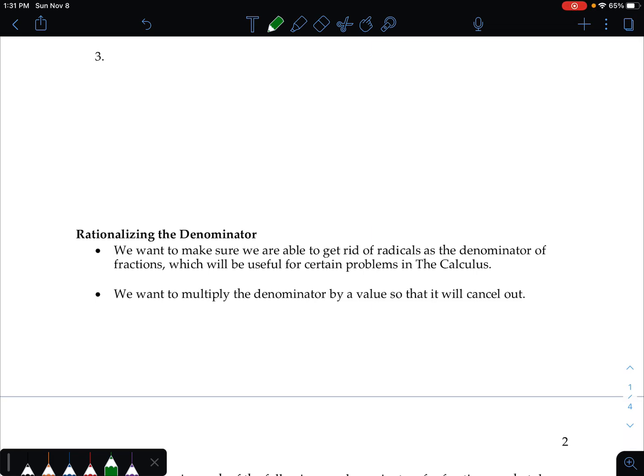Okay, gentlemen, we're going to take a look at rationalizing the denominator today. So a little bit of a longer video, just to make sure we understand what's happening here. So first, why do we need to rationalize the denominator?